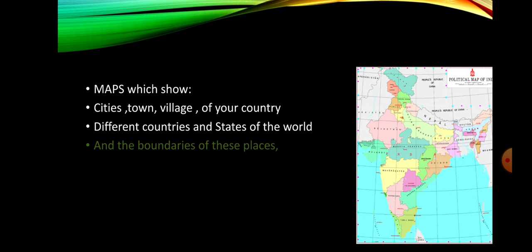Second, we will talk about political maps. Political maps show cities, towns, states, countries, etc., with their boundaries. That is called a political map.